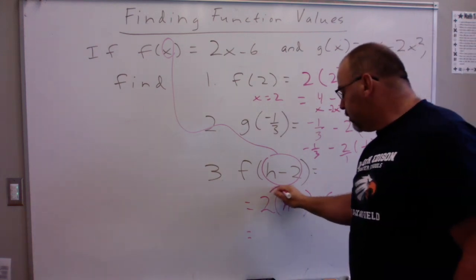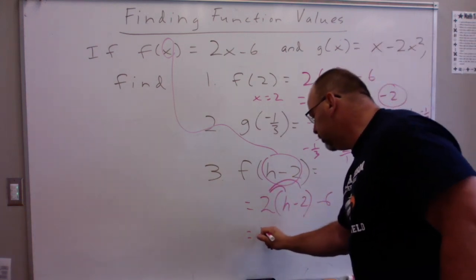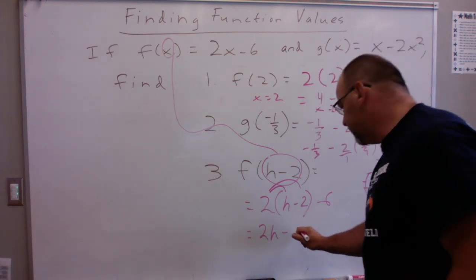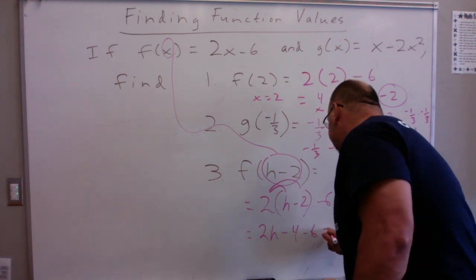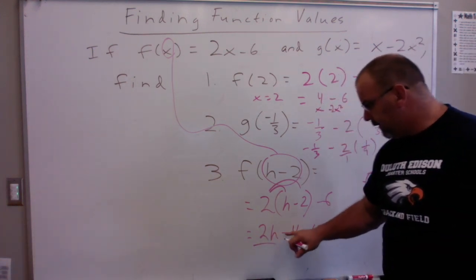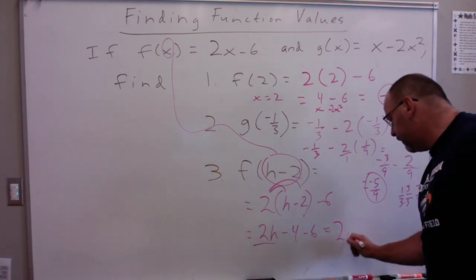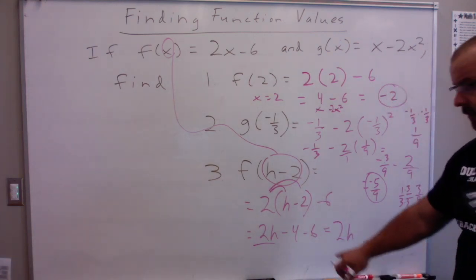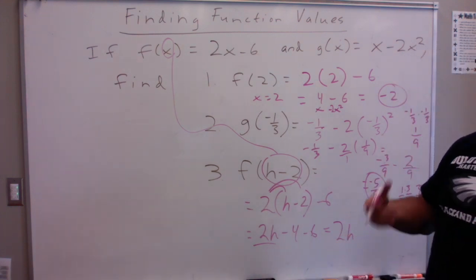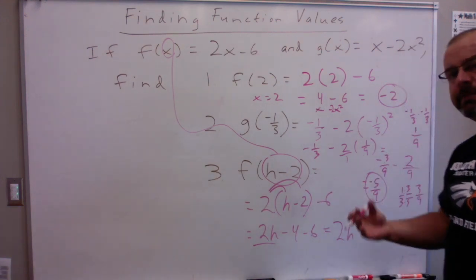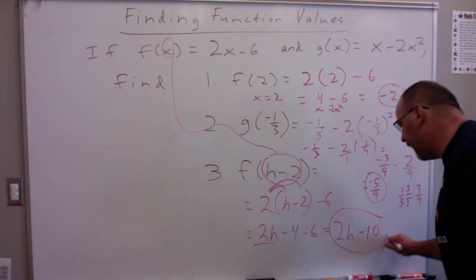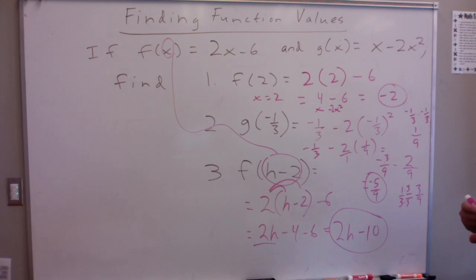So I'm going to distribute here. 2 times h, 2 times 2. 2 times h is 2h minus 2 times 2, which is 4 minus 6. Now, this is not like these two, so that goes out here, okay? That's by itself. Minus 4 minus 6. If I spend $4, I spend $6, I've spent $10, so minus 10. So this is your answer, 2h minus 10.